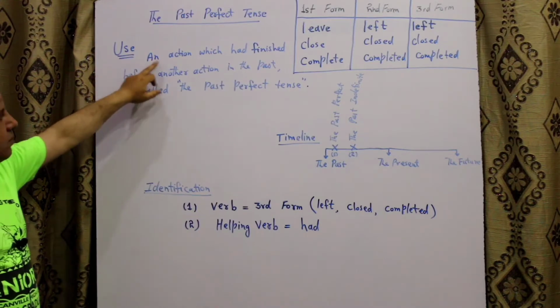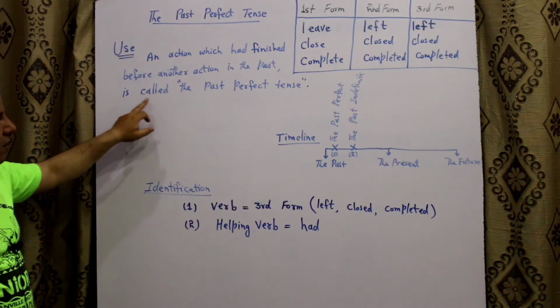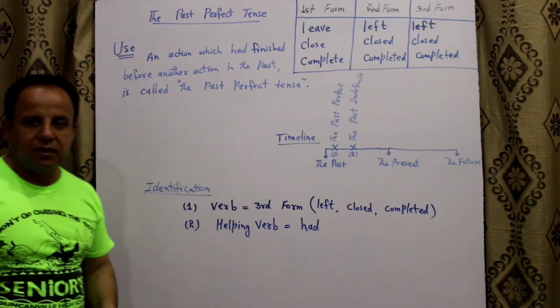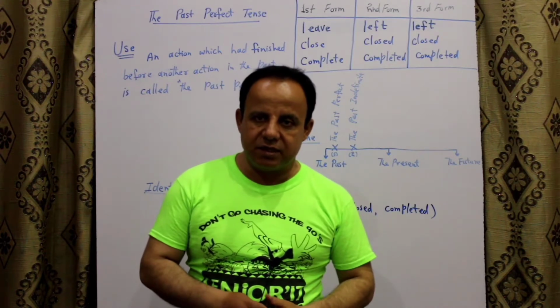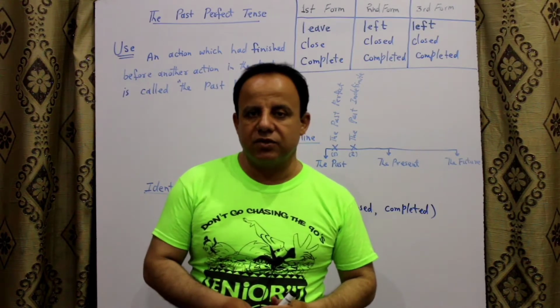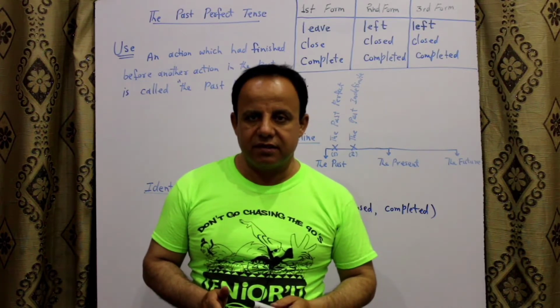An action which had finished before another action in the past is called the past perfect tense. There were two actions which happened in the past. The first one is known as the past perfect tense. The other action is known as the past indefinite tense because both of them happened in the past separately.